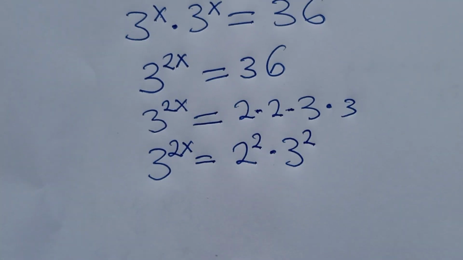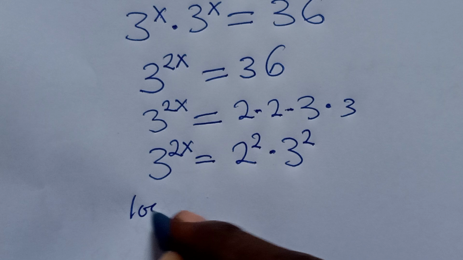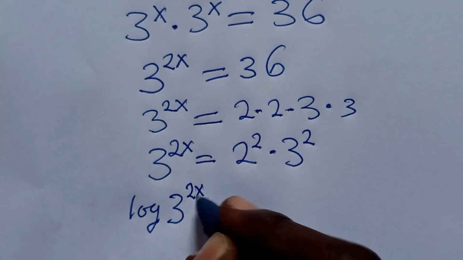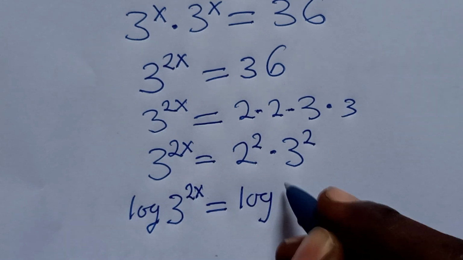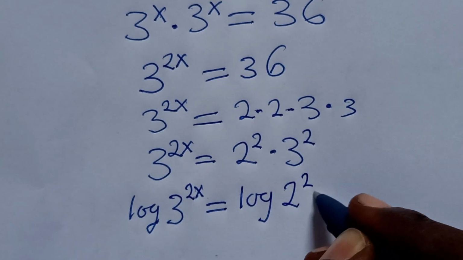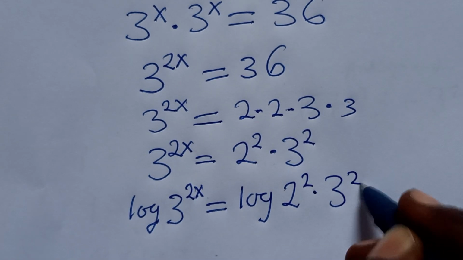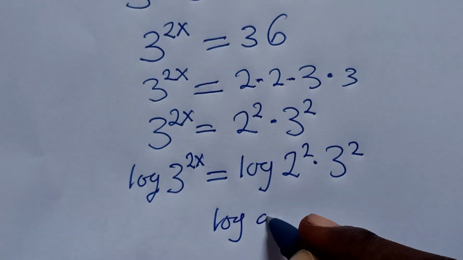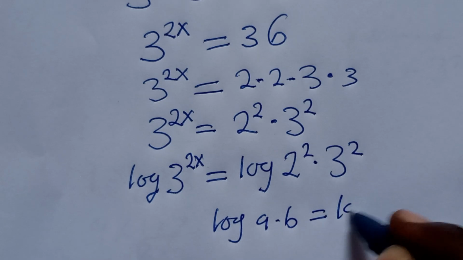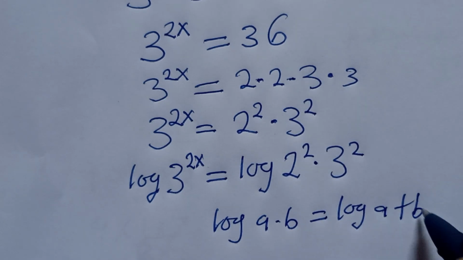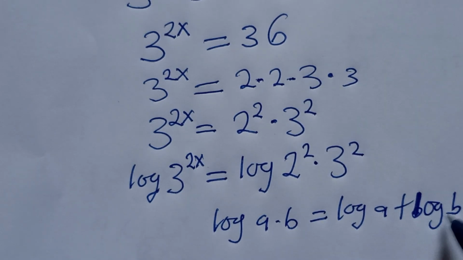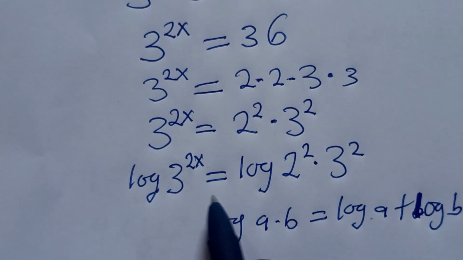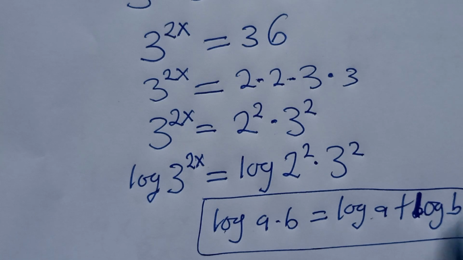So if this is what we are having, we can apply log on both sides, so that we have log 3 to the power of 2x equals, now log on the right hand side, 2 to the power of 2 times 3 to the power of 2. When we have log a times b, it is the same thing as log a plus log b.